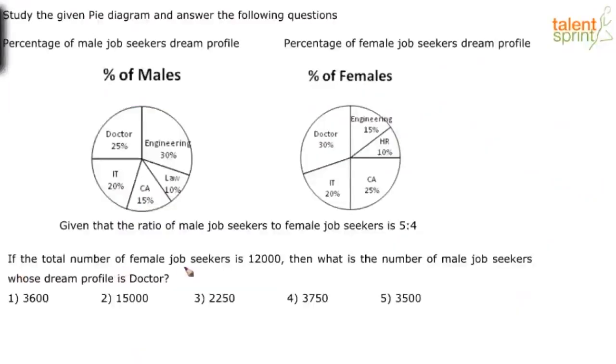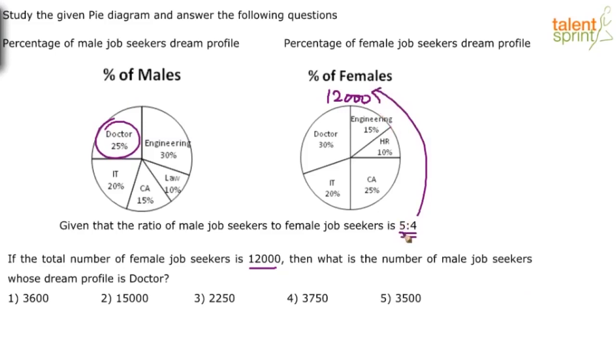If the total number of female job seekers is 12,000, right? So this total is straight given to us, 12,000. Then what is the number of male job seekers whose dream profile is doctor? First of all, based on this ratio of 5:4, we need to find out the total number of males. Now see, the number of females you know is 4 parts. 4 parts is 12,000, which means each part is 3,000.